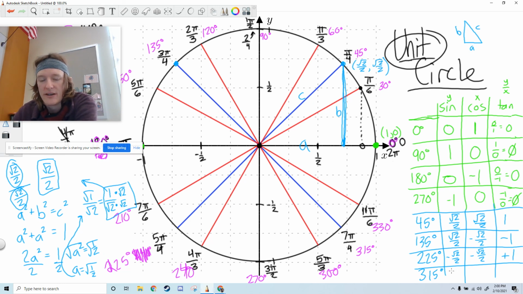Last one, we have a negative sign because we're going down. And we have positive cosine because it's to the right, square root of 2 over 2, and we get -1 again because one of these is negative.